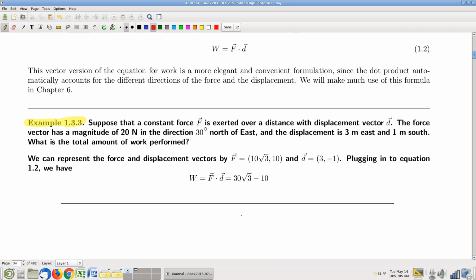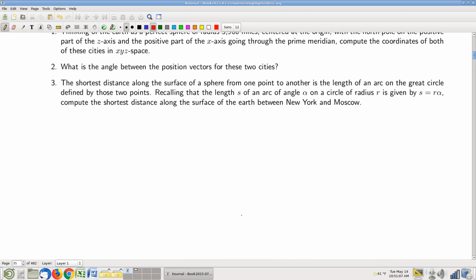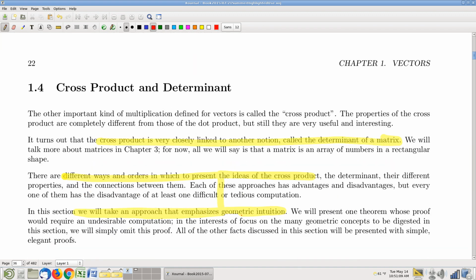Okay, moving along. Okay, so cross product and determinant. Let's see, how are we doing on time? Why don't we go for another 10 minutes. So at 11 o'clock or so, we'll take a break, about a 10 minute break, and then we'll pick up.